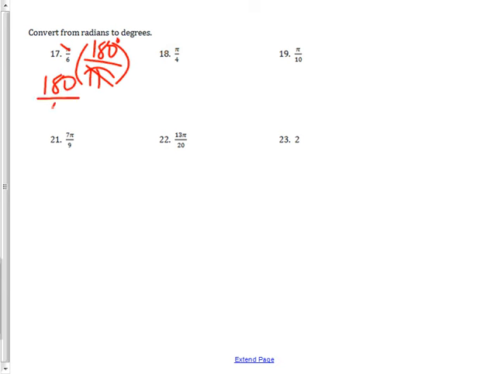Now, what do I have left? 180 over 6. No, you can't just leave it that way. You got to reduce. So you go, okay, what goes into both of these? Let me see, 6 does. 6 goes in here 30 times, and 6 goes in here once, so the final answer is 30. And do you remember me telling you that it might be smart to memorize pi over 6 was 30 degrees? Haha, it is.